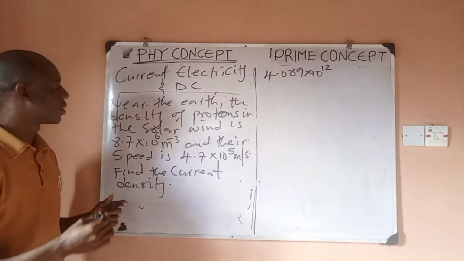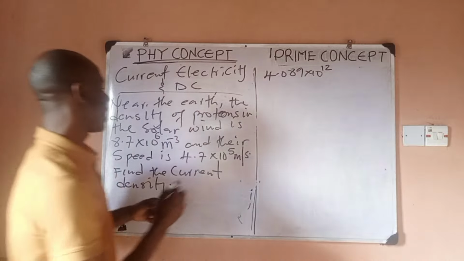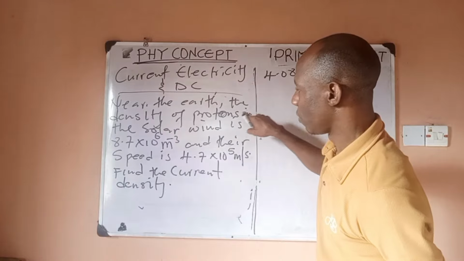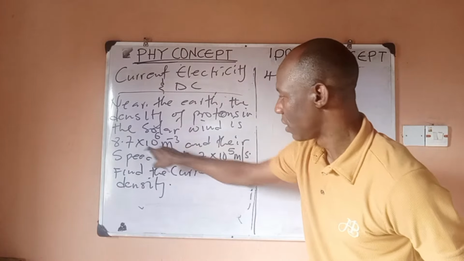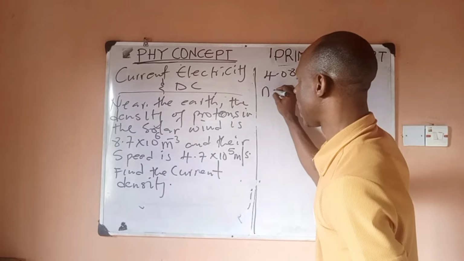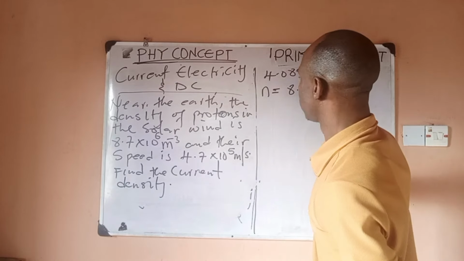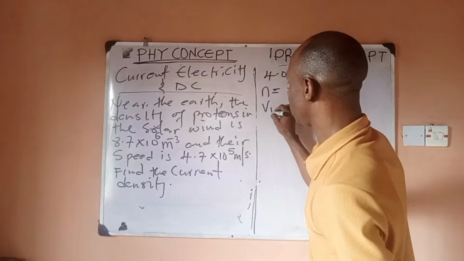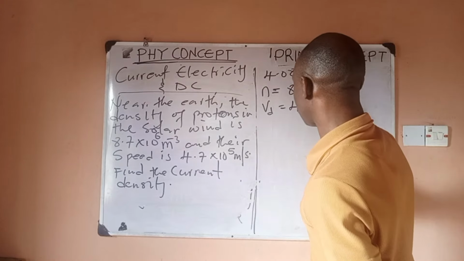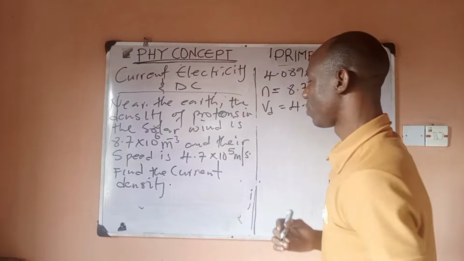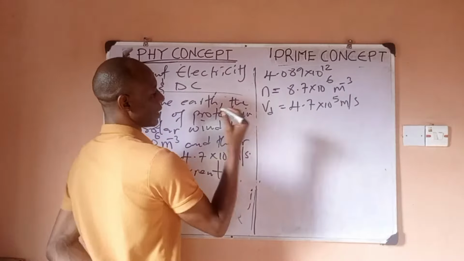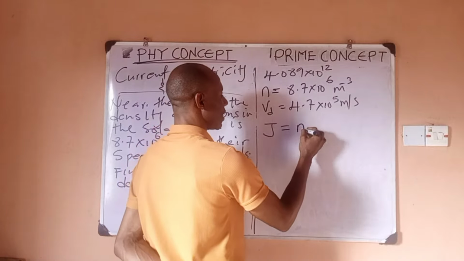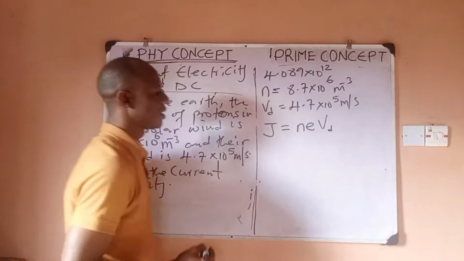I need to summarize. It's already 1 hour, I think. Now, we have that near the Earth, the density of protons, we're dealing with protons, in the solar wind is this, per meter cube. So they gave us N as 8.7 times 10 to the power 6 per meter cube. And their speed, that is their drift velocity, is 4.7 times 10 to the power 5 meter per second. So find the current density. Now we know that current density is J, which is going to be NEVD. So with this, we can find it.